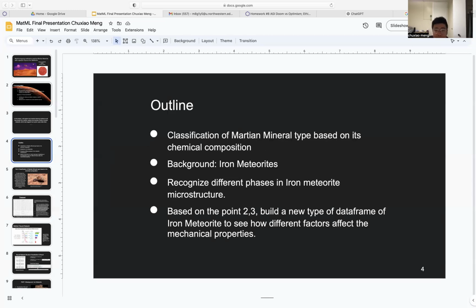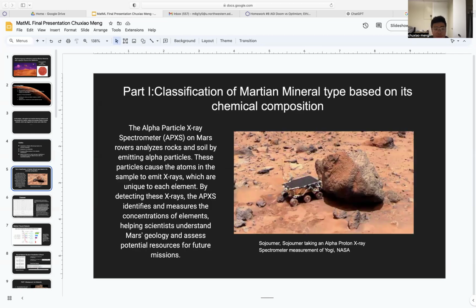Okay, so here's the outline of the project. I will first analyze the classification of Martian minerals based on their chemical composition. The second part is the background of iron meteorite. The third part is recognizing different phases in the iron meteorite's microstructure. And the last part, based on parts 2 and 3, is to build a new type of data frame of iron meteorite to see how different factors affect the mechanical properties. So let's begin the first part.